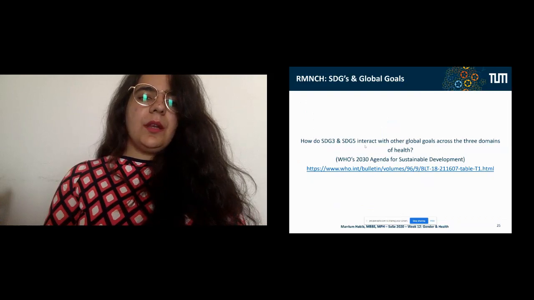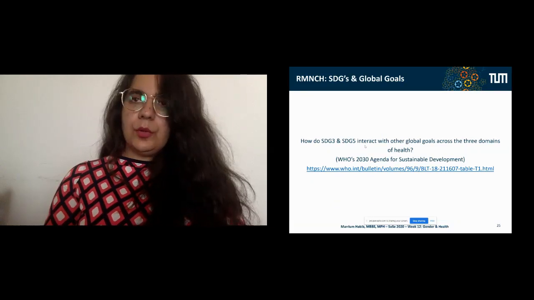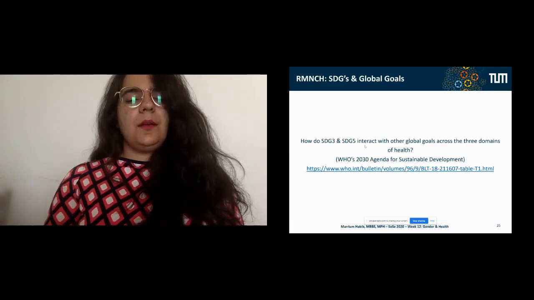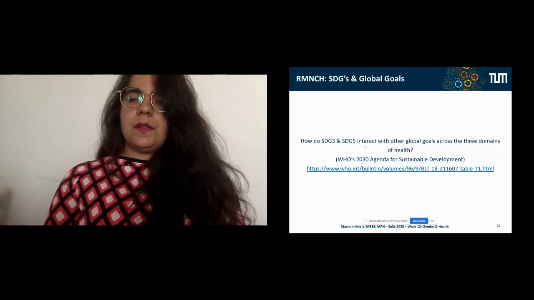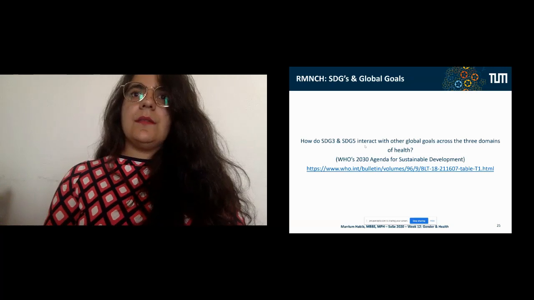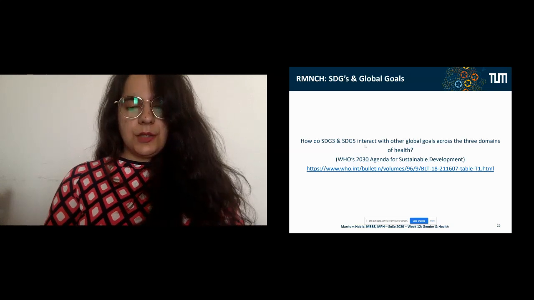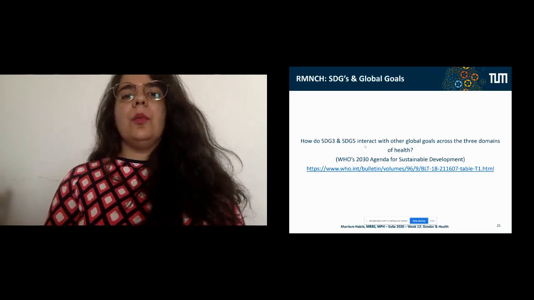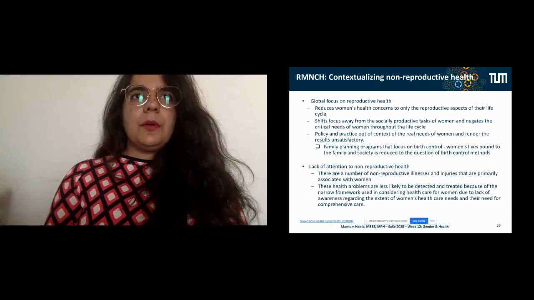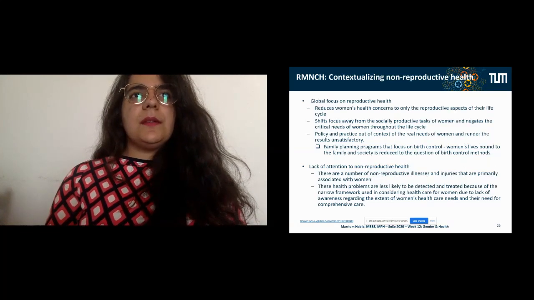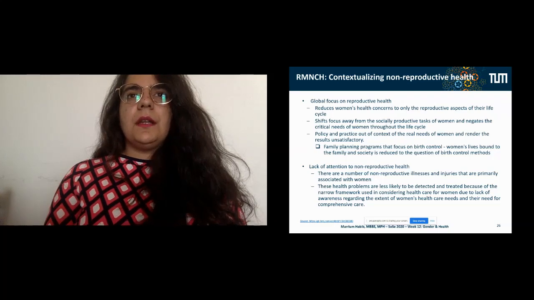How do SDG 3 and SDG 5 interact with global goals across the three domains of health that we spoke about before? Here's a very interesting bulletin on the WHO's 2030 Agenda for Sustainable Development that gives an overview of the interventions that one can have in SDG 3 and SDG 5 and how they interact with global goals and other SDGs.